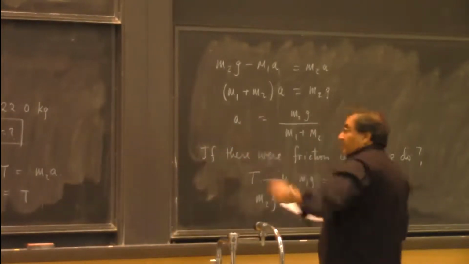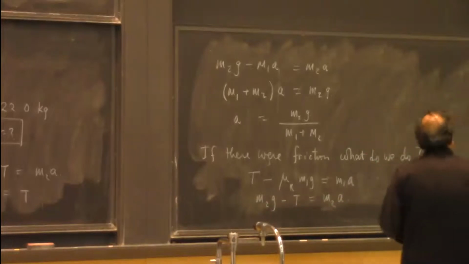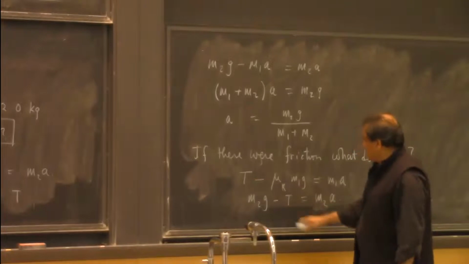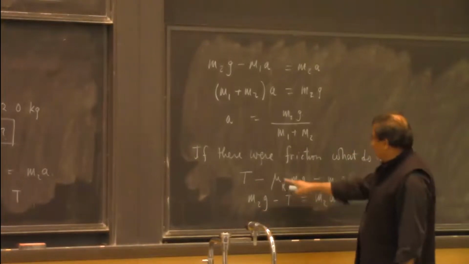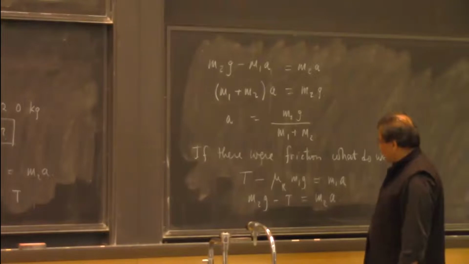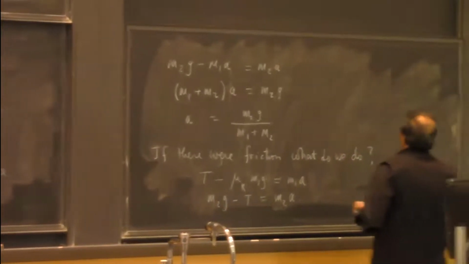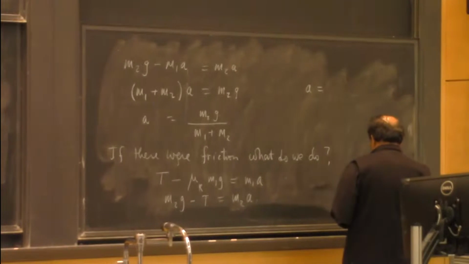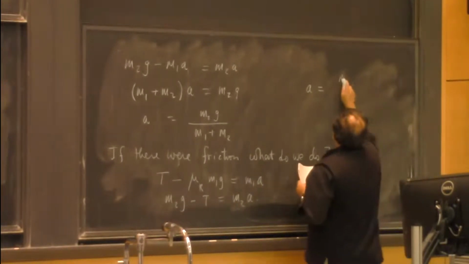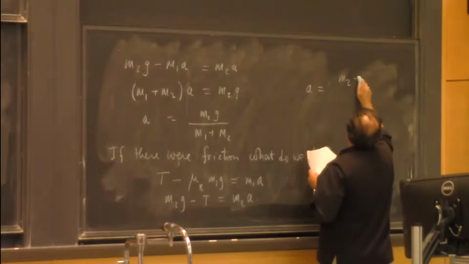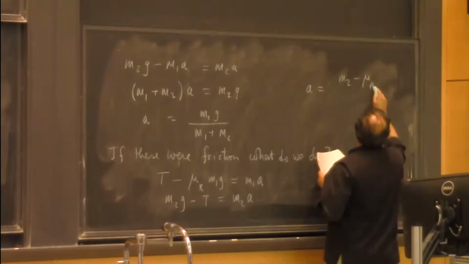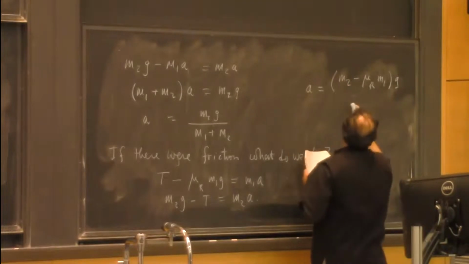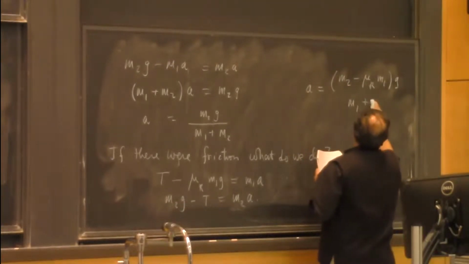And once again, like we have done before, you can completely work this out. I'll skip a few steps. Just add the two equations, the tensions will cancel out. You have m2g minus mu k m1g equals m1 plus m2 times a. From that you can infer what the a must be. And a works out to m2 minus mu k m1 times g divided by m1 plus m2.